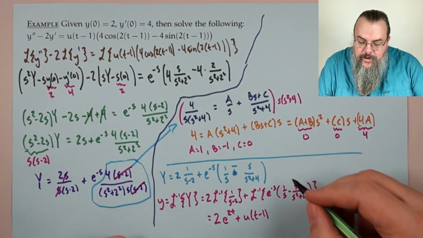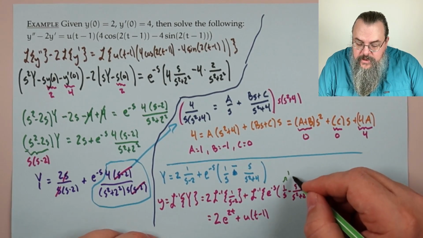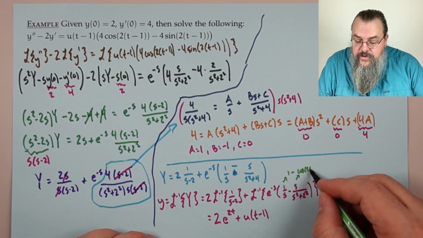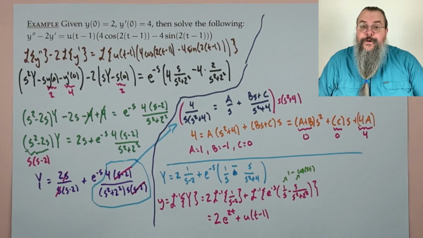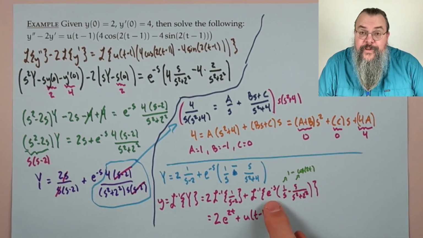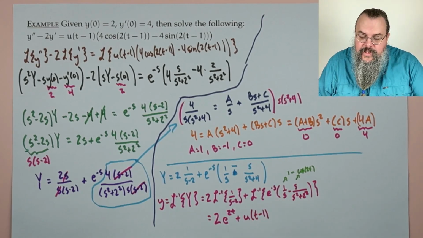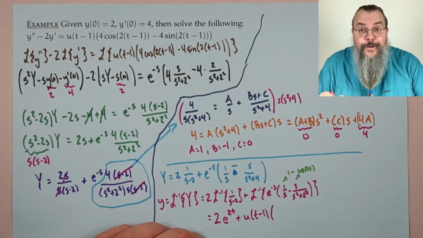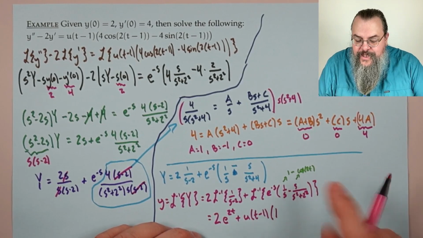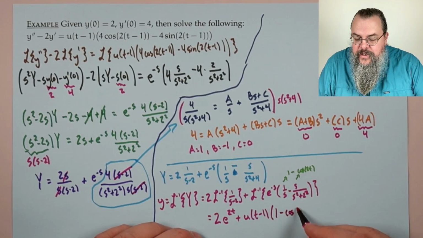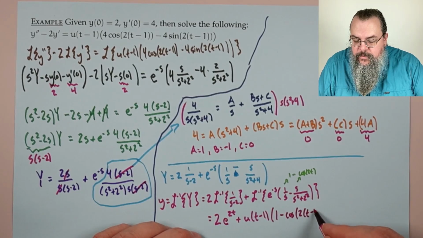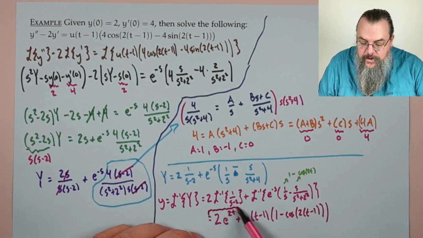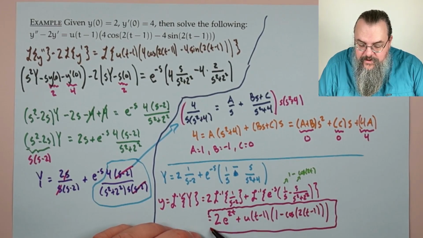Well, 1 over s by itself would go to 1, subtract, and s over s squared plus 4 is cosine 2t. So we say, okay, now that would be if there wasn't that e to the minus s. But since there is that e to the minus s, we are going to put, instead of 1, we're going to put 1. Oh yeah, actually there's not much to do there because there's no t. But then we're going to have a cosine of 2 times t minus 1. And we're done. That's the answer.